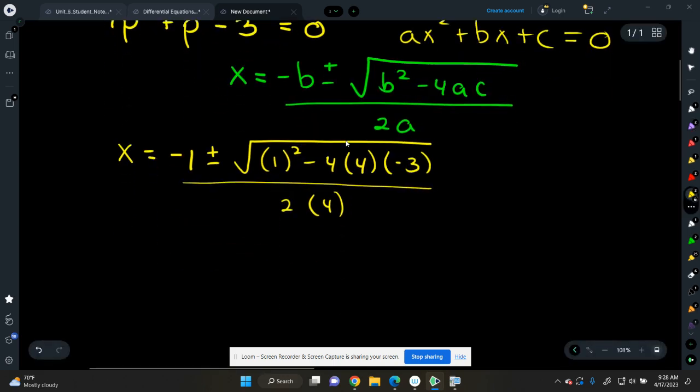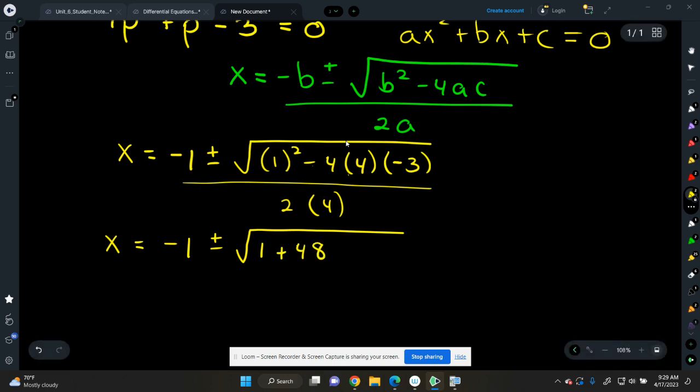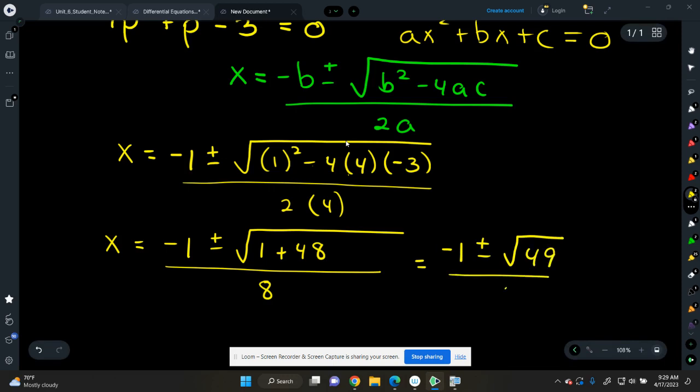Okay, so now let's simplify this. x equals negative 1 plus or minus the square root of 1. Now this is going to be plus because I've got a negative times a negative. So I have 4 times 4 is 16. 16 times 3 is 48, all over 8. So we have negative 1 plus or minus the square root of 49 over 8.